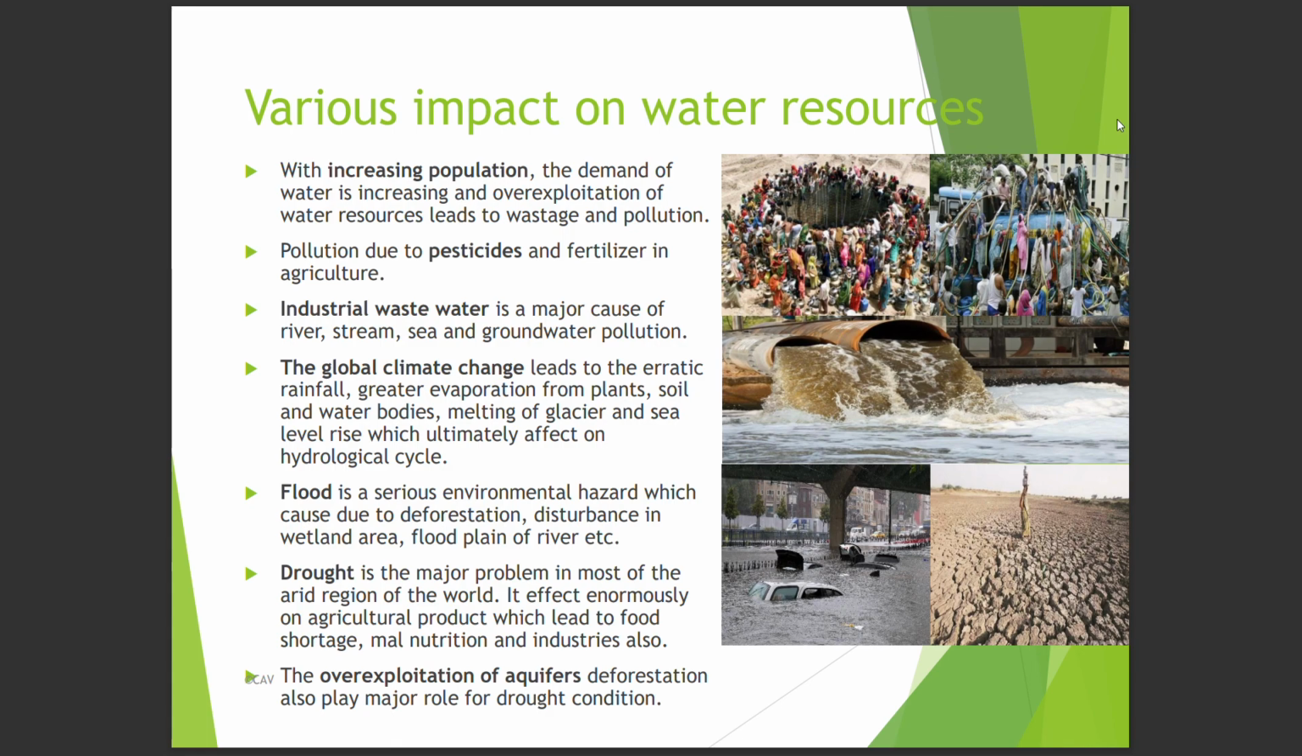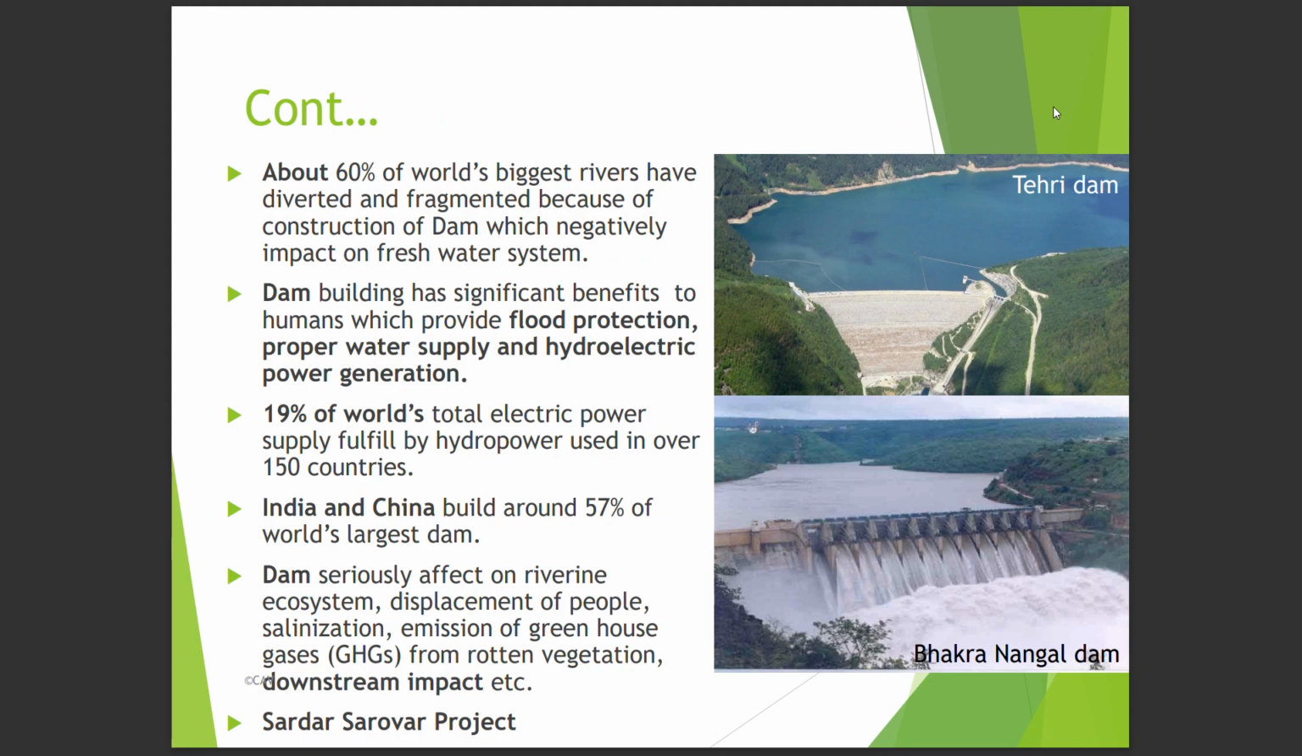Drought is the major problem in most of the arid regions of the world. It affects enormously on agricultural products which lead to food shortage and malnutrition and industries also. The overexploitation of aquifers, deforestation also play major role for drought condition. About 60% of world's biggest rivers have been diverted and fragmented because of construction of dams which negatively impact on freshwater system. Dam building has significant benefits to humans which provide flood protection, proper water supply and hydroelectric power generation.